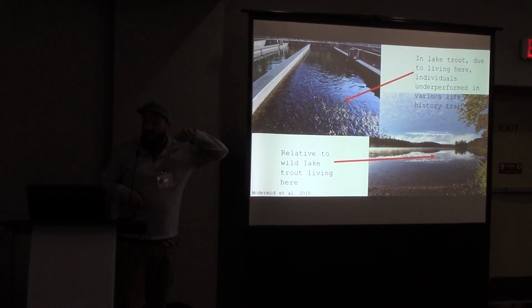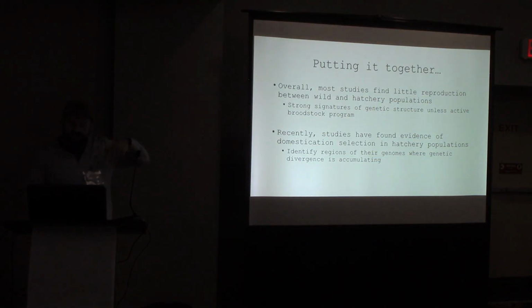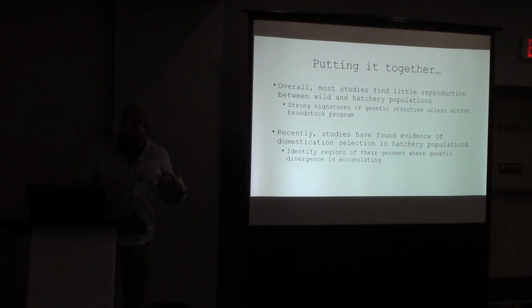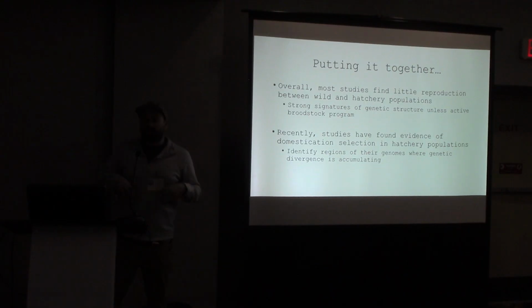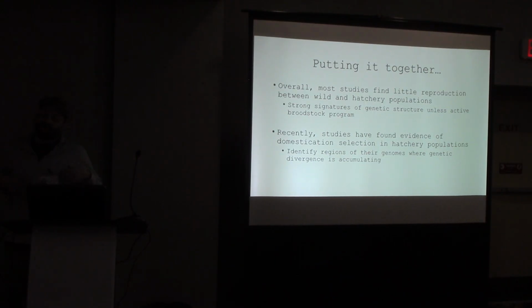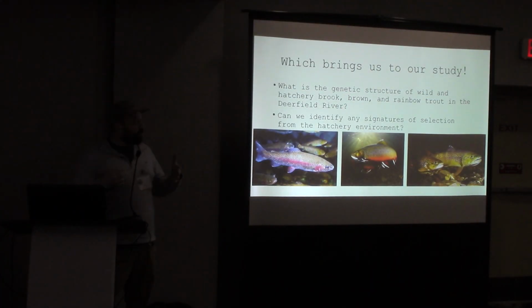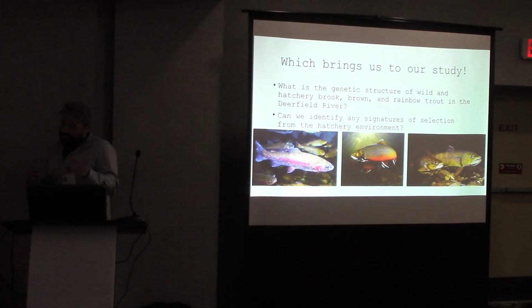Attributed to living in a hatchery environment. So, putting it all together, overall, most studies do find very little reproduction and thus strong genetic divergence between wild and hatchery populations. And recently, with the advent of next generation sequencing, whole genome sequencing, genome-wide sequencing, studies have found evidence of genetic signatures of domestication, selection, or genetic drift, where they're in select regions, very specific locations of their genome. All right?